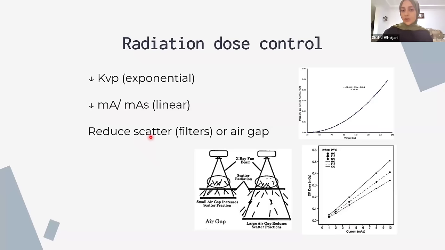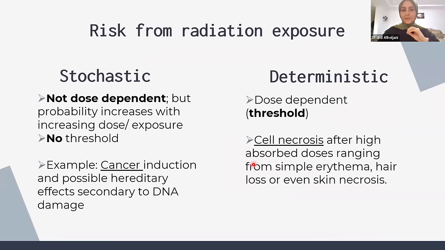To control the dose, you also reduce the scatter by using filters or air gap. Remember we talked about filters like the bow tie filter for the chest. We also talked about the grid, which is basically the aluminum sheet, reducing the scatter reaching the body, and also the air gap. Here, as you can see, the scatter will mostly reach the receptor, but if you increase the air gap, you have less of the scatter reaching the receptor. And this is basically for radiation control, controlling the amount of energy that would reach the human body.